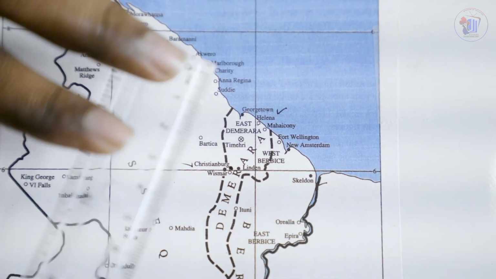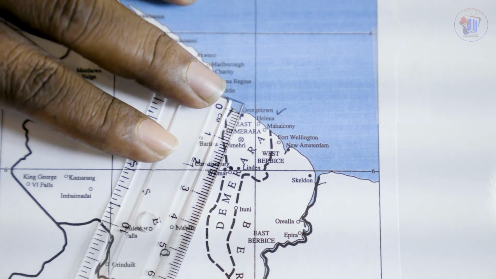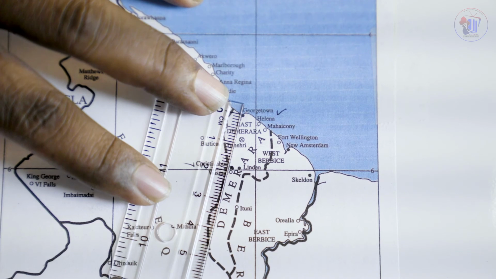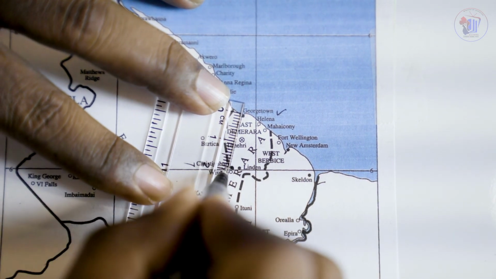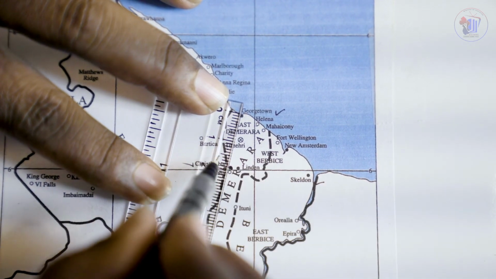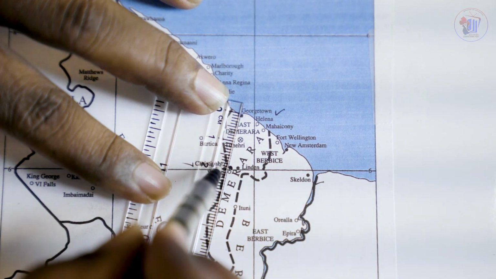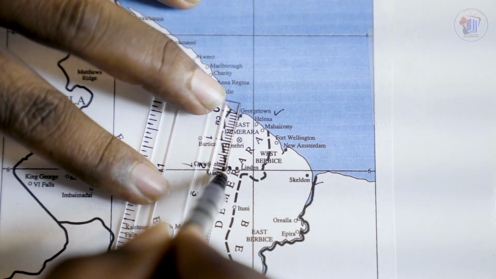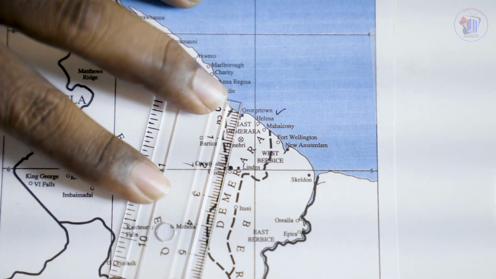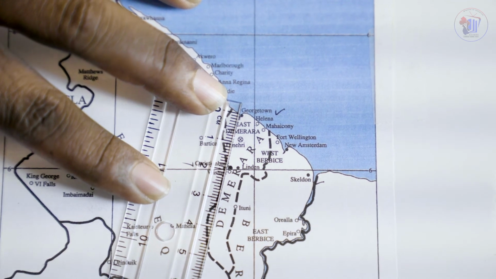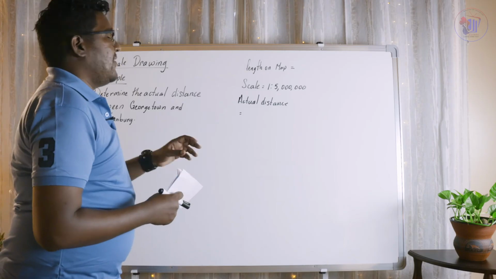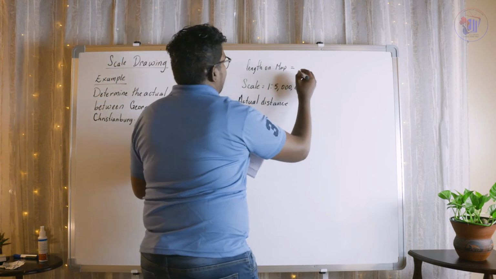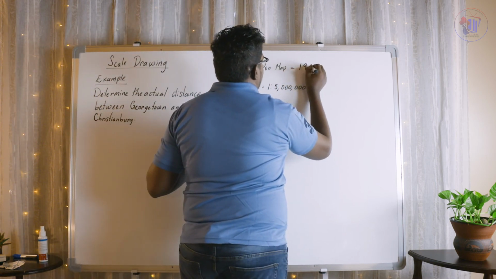So let's measure. We put 0 at Georgetown. And then if you look here, you could see it's before 2. So it's 1, 1.5, 6, 7, 8, 9. So from Georgetown to Christiansburg, it's 1.9 centimeters on the map. Having measured the length on the map, we found the length to be 1.9 centimeters.